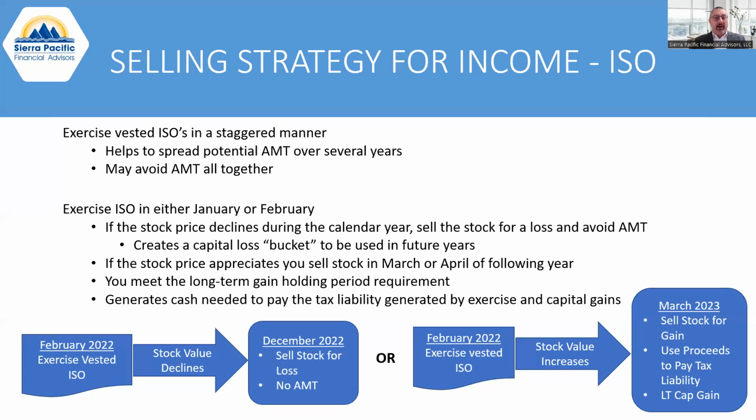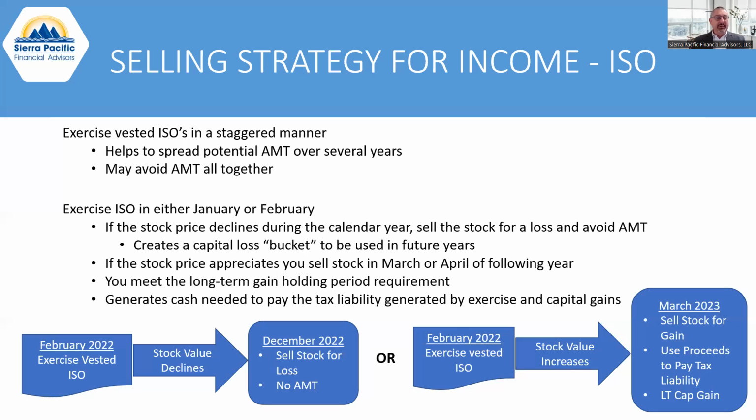If, however, the stock appreciates during the year, then you sell the stock in March or April of the following year. Because you exercised in January or February, you meet the long-term capital gain holding period, you've had it over a year, and you generate the cash you need to pay the tax liability you created the year before at a favorable tax rate.